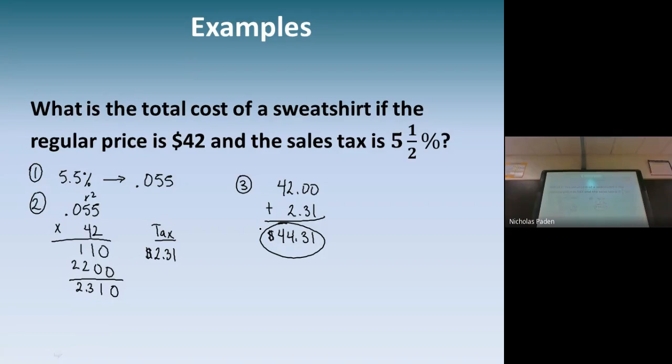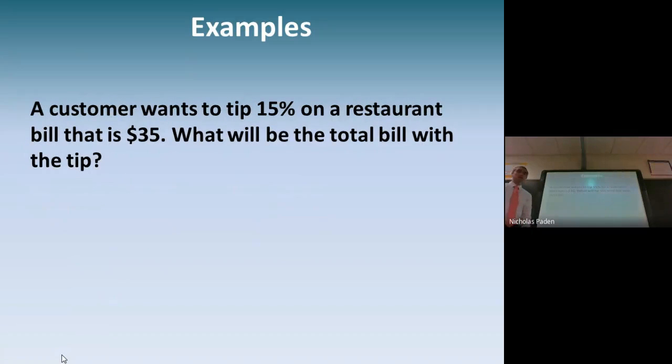Now let's look at our tips, okay, finding tips. And the way that we find tips is the same way that we find sales tax, the same way that we found markups. So a customer wants to tip 15% on a restaurant bill that is $35. What would the total bill be? They don't say anything about tax, so don't worry about it. If they don't say anything about sales tax, you don't have to find that. We're just going to go ahead and do this like normal.